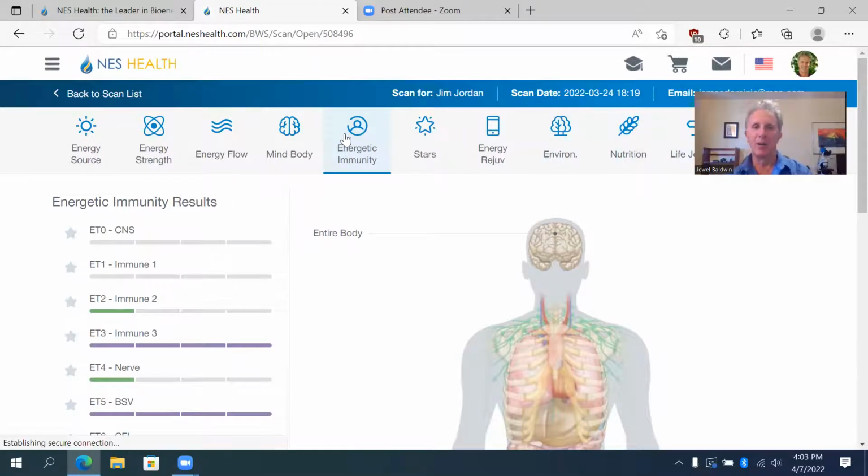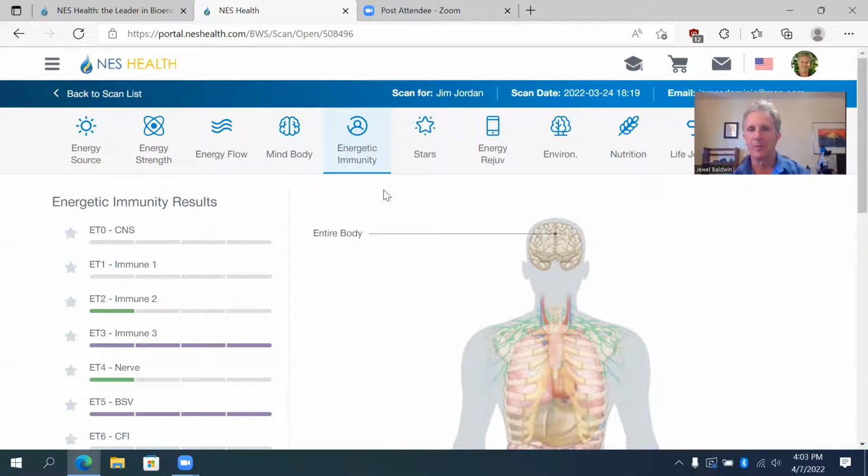So, energetic immunity. Immunity is a topic in physiology we think of as related to white blood cells, lymphocytes. That's the immune system. Actually, in the NES system, immunity is much broader. But in this case, energetic immunity, this screen relates to certain terrains. They're called energetic terrains, which are sort of territories of the body, bioenergetic, correlating to physiological territories that are in a healing mode.